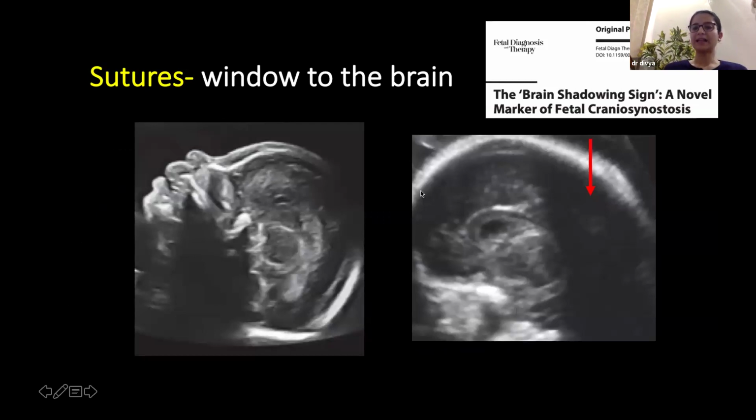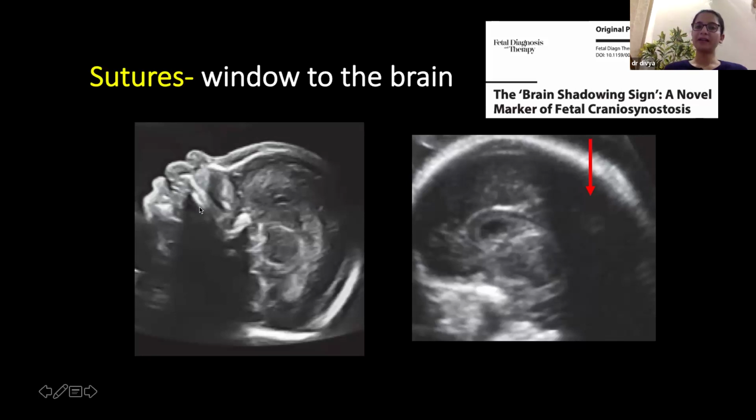As you can see, this is a sagittal section of the head. You can appreciate the corpus callosum. This is the anterior part of the head, and this is the posterior part. And there is dense shadowing in the posterior part. This is taking place because of fusion of the sagittal suture, and this is known as the brain shadowing sign.